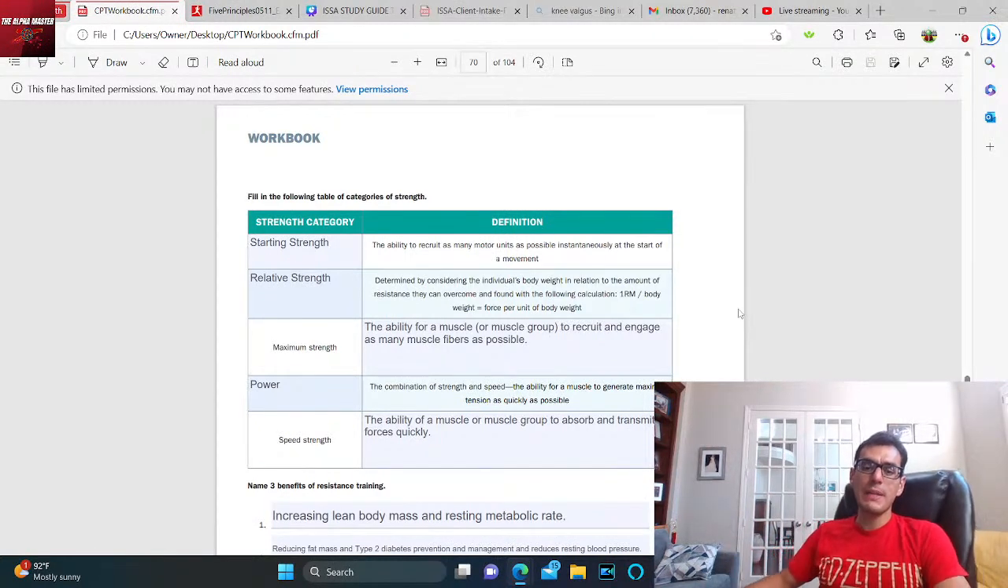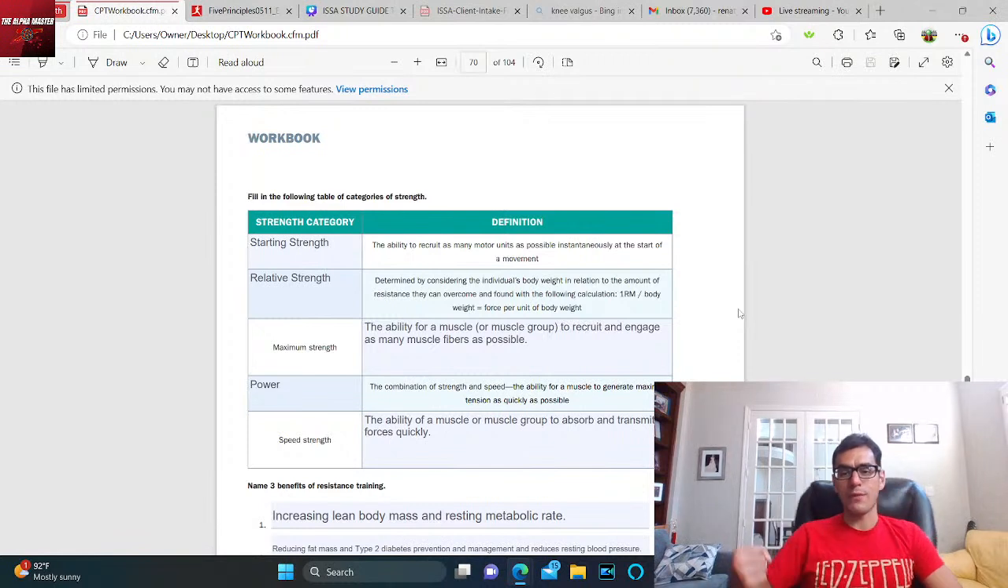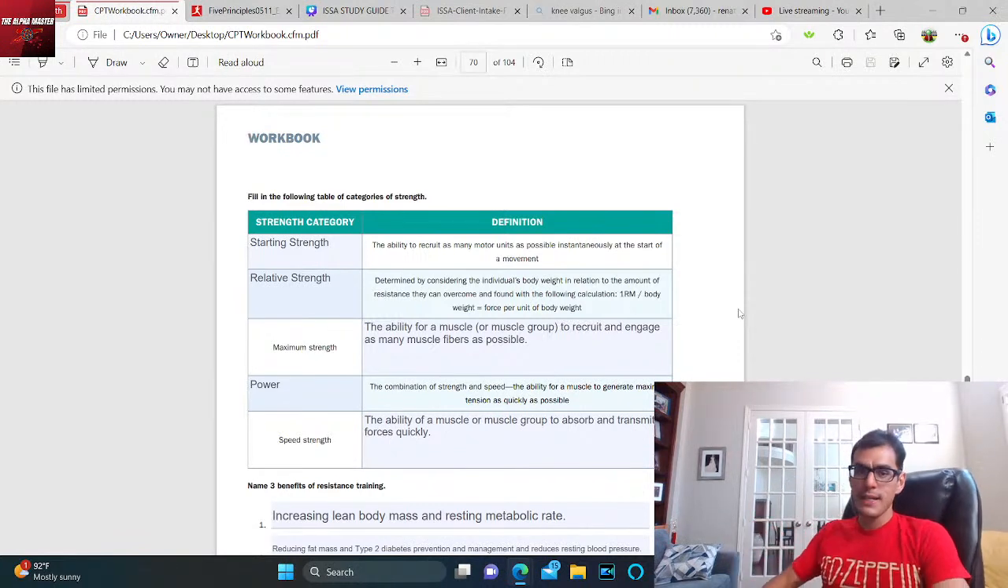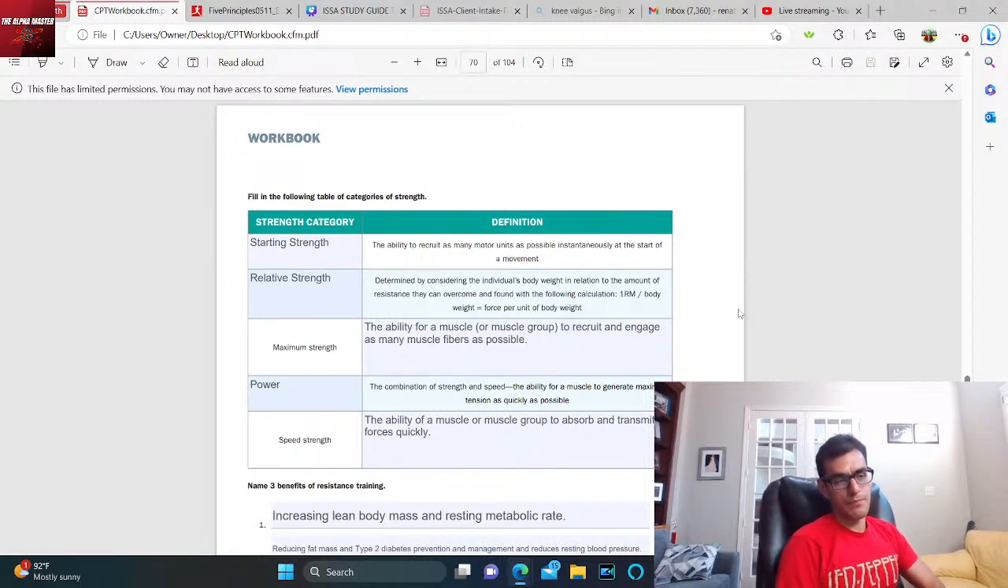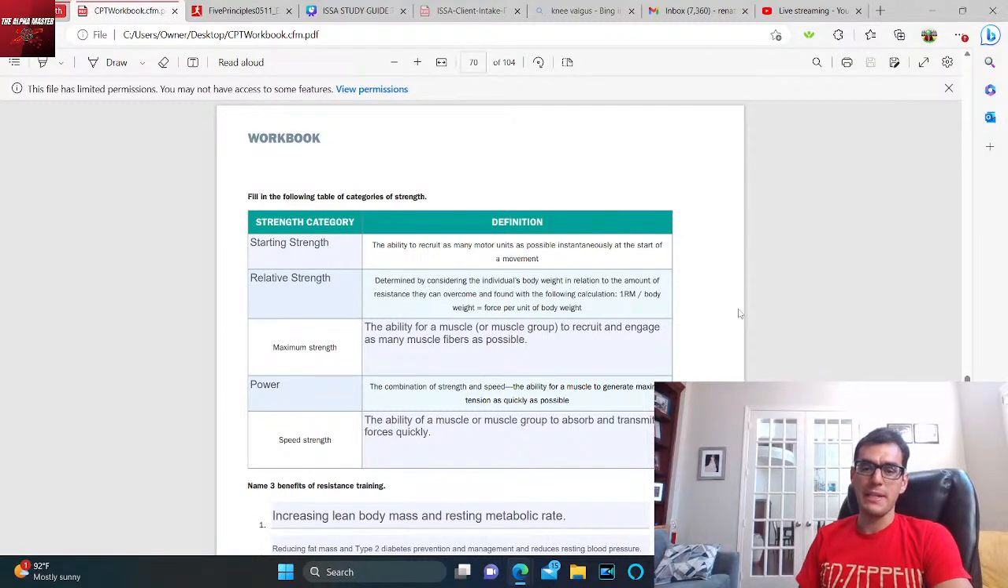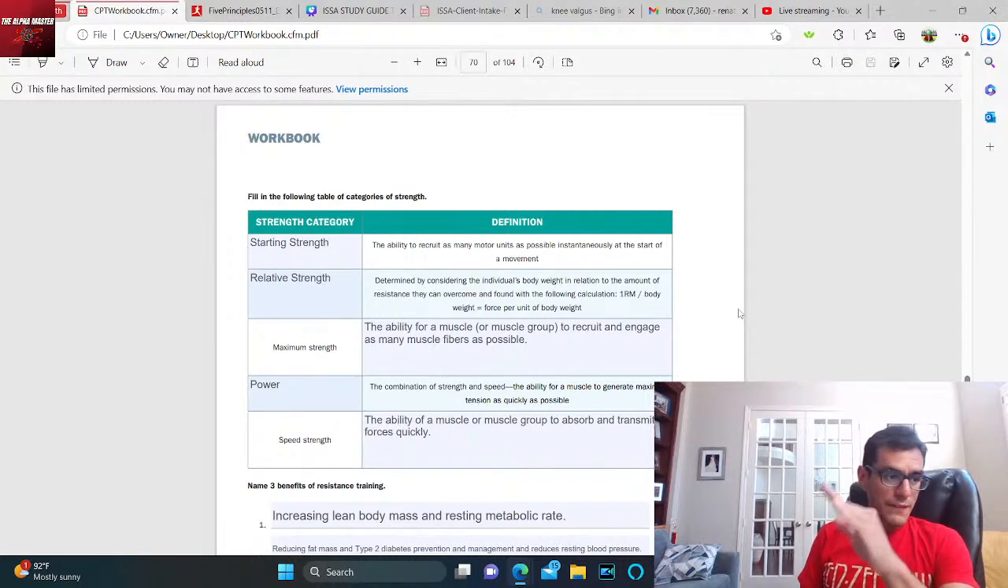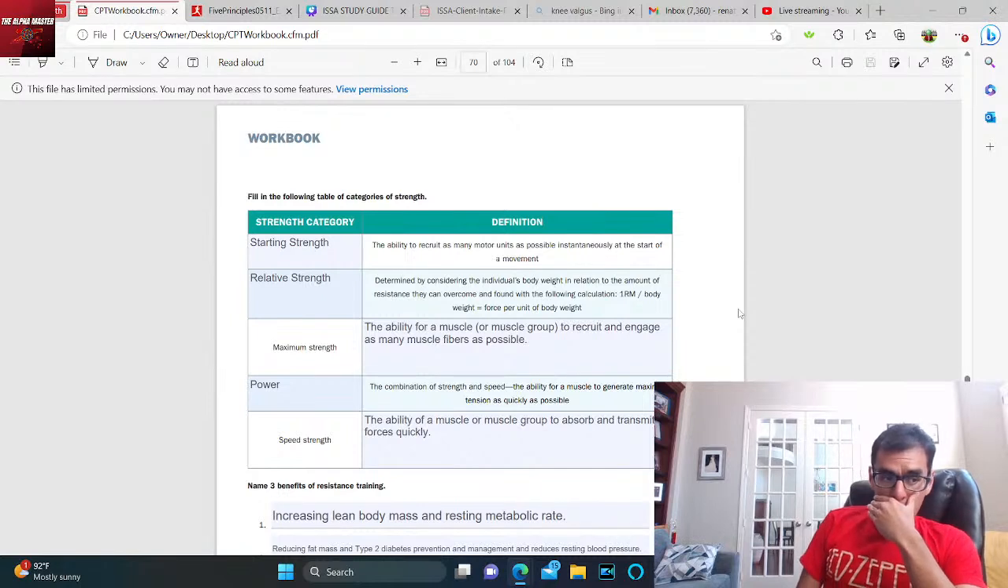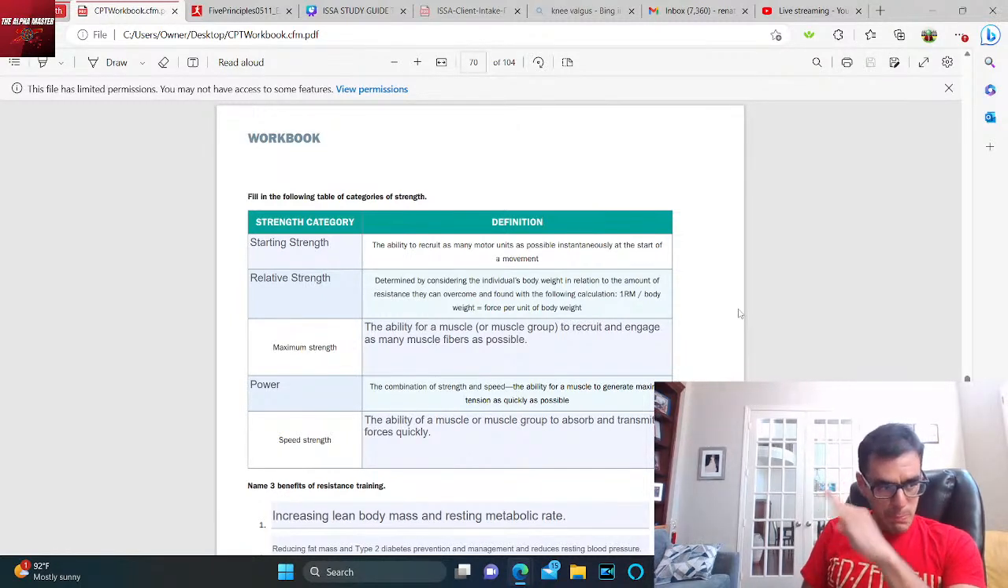Now, speed strength is the ability for a muscle or muscle group to absorb and transmit forces quickly. These are the five strength categories: starting strength, relative strength, maximum strength, power, and speed strength.